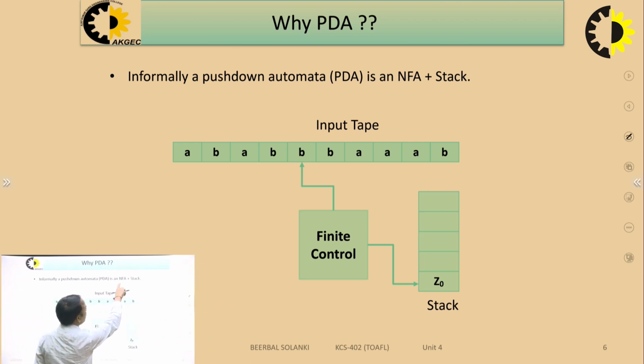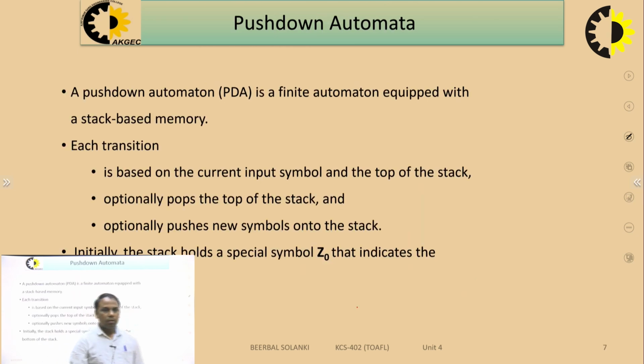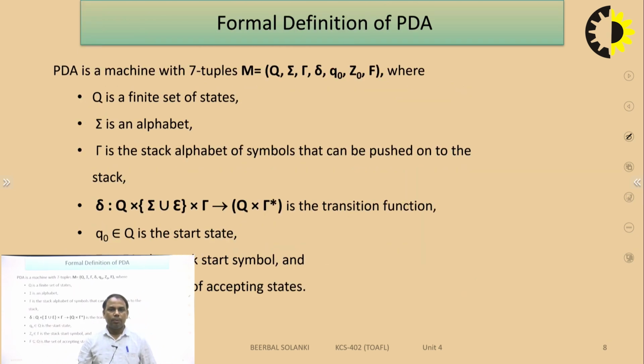NFA is the non-deterministic automata, plus it contains another component, that is, the stack. How is the PDA represented? This is the input tape, this is the finite control, and this is the stack. Other than the NFA, this is the stack. Here this is the stack. And now we will discuss the formal definition of the pushdown automata.